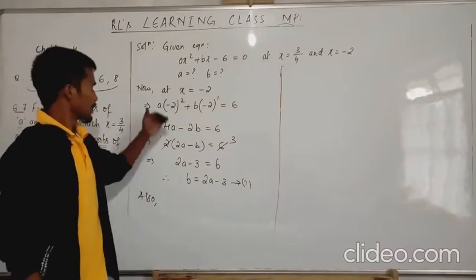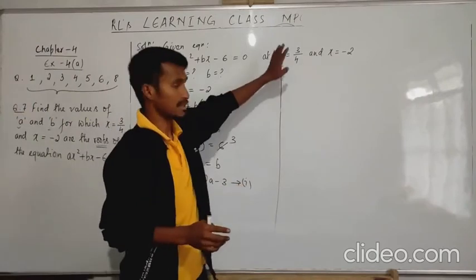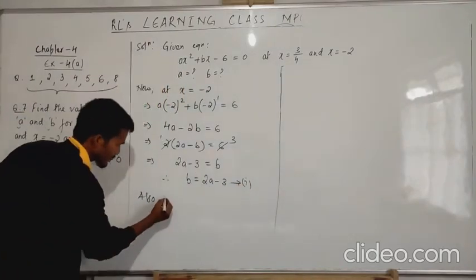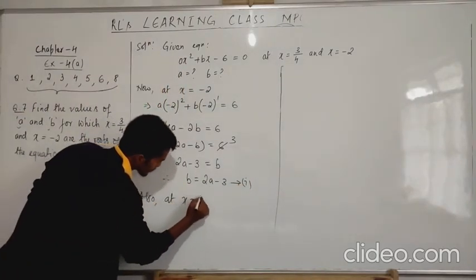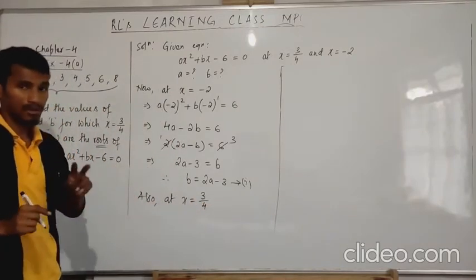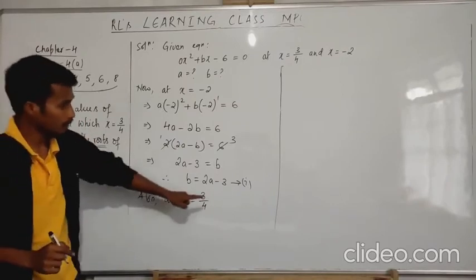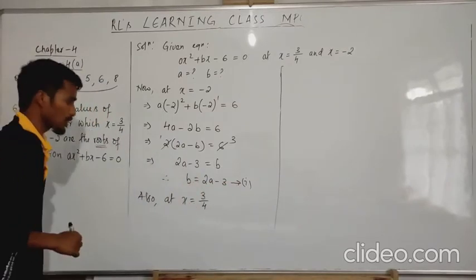Now we already took x is equal to minus 2. Then now we don't have any other option, so I'll take x is equal to 3 by 4. Now we got one equation. I told you whenever there are two unknowns, we need to find a and b. There are two unknowns, so we need two equations. We only got one equation. Now we need to find one more equation.